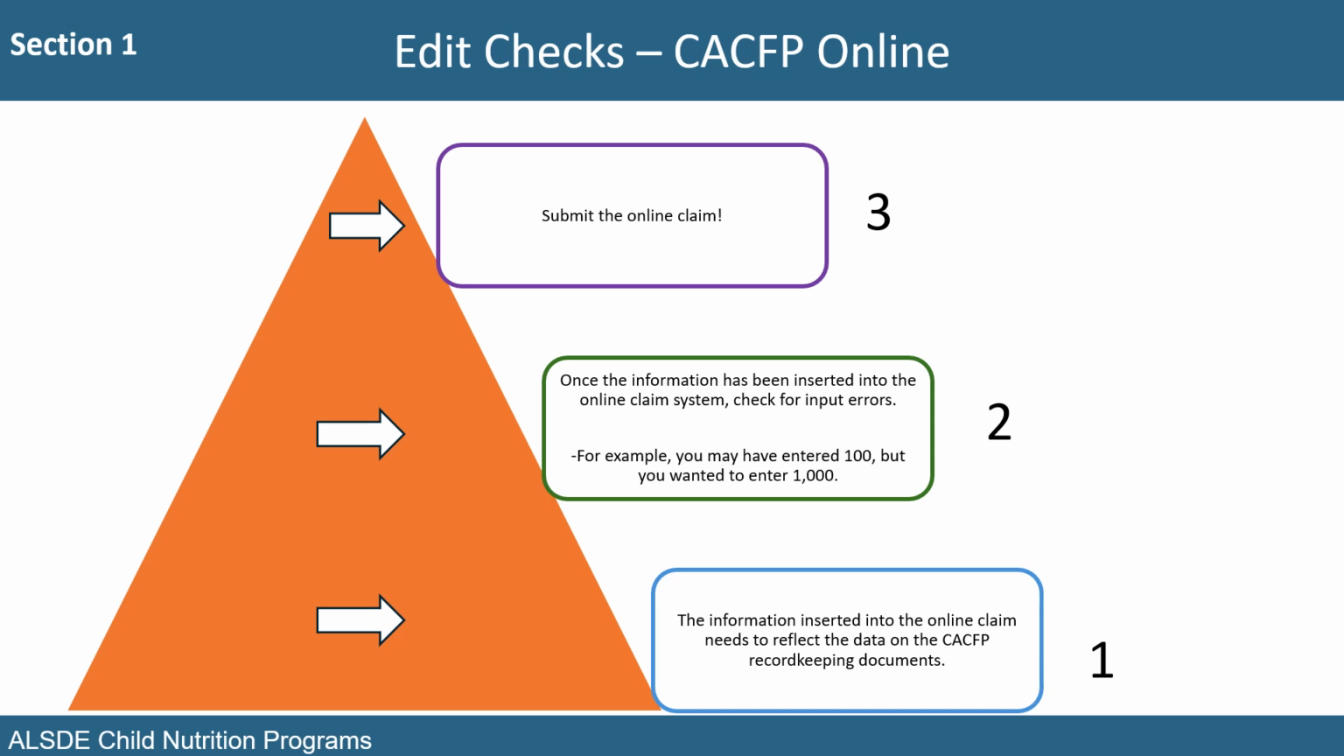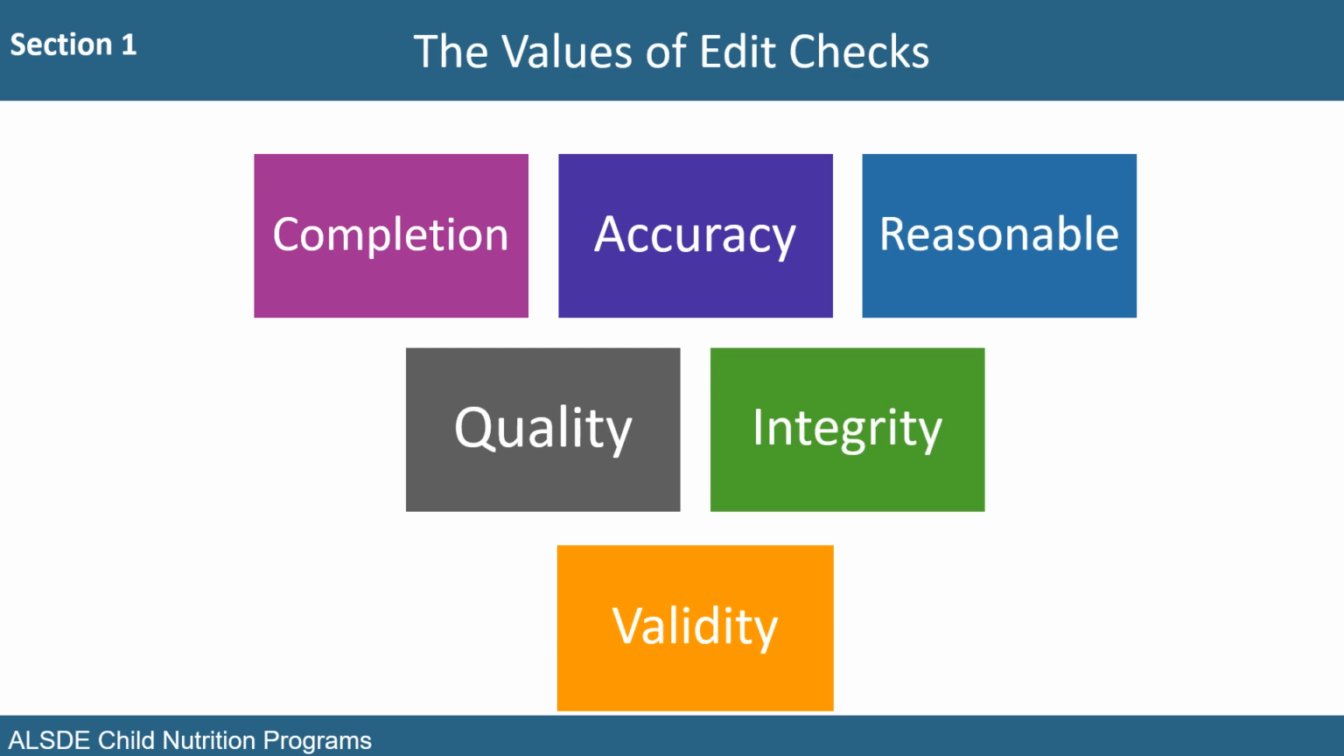In the regulations, you have a certain number of days to catch this error and make an upward revision. This is why it's important to review the numbers you insert. Finally, we are ready to submit the claim on step 3. When you submit the claim, you are guaranteeing and certifying that the information on the claim is true and accurate. This should always be the case, especially if you conduct regular edit checks for your CACFP operation.